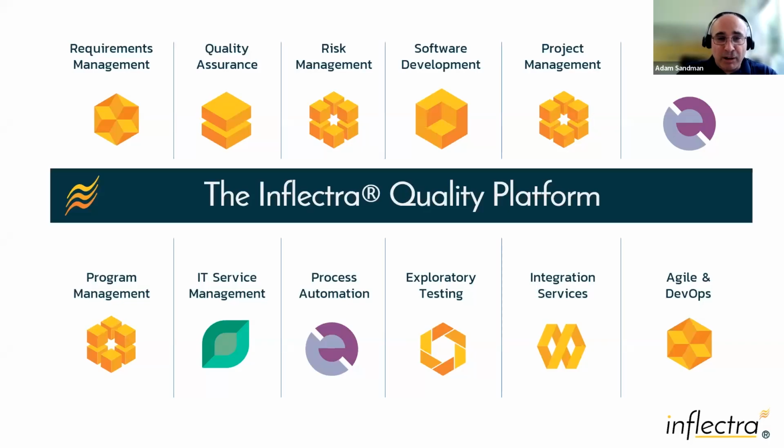Well, SpiraTeam is part of the wider Inflectra family of tools that help you manage quality. And just to go through some of the functionality we offer across our entire product suite, we offer everything from requirements management, quality assurance, risk management. We have tools to help with software development, project management, test automation, even program management and IT service management. Today, we'll be focusing on the SpiraTeam product, which is geared primarily towards, in this presentation, requirements management, quality assurance, testing, and project and program management. But we do offer a lot more than that. And we may have other webinars on some of our other tools coming up. So please watch out for those.